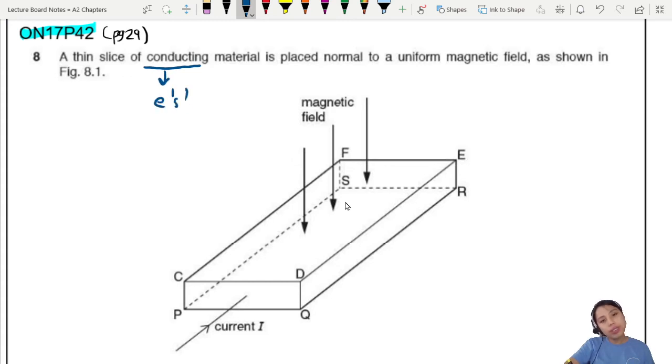So if I say current is flowing this way, and probably out that way as well, then I can say the electrons are coming in this way, opposite direction, with some velocity. And because of that, something will happen when they enter the magnetic field. We will save that for later.